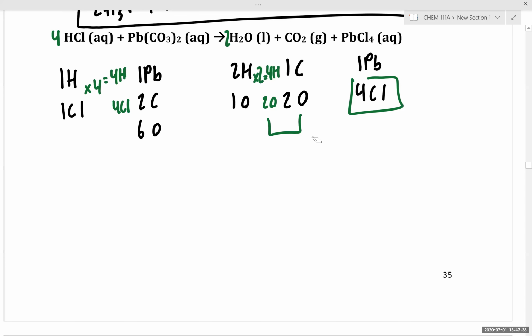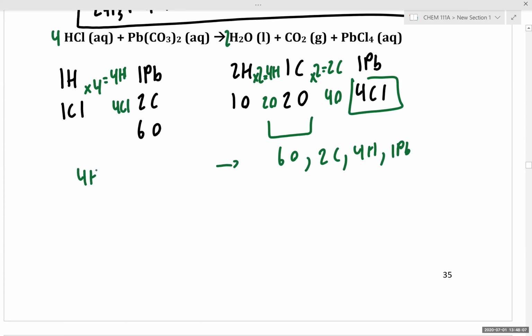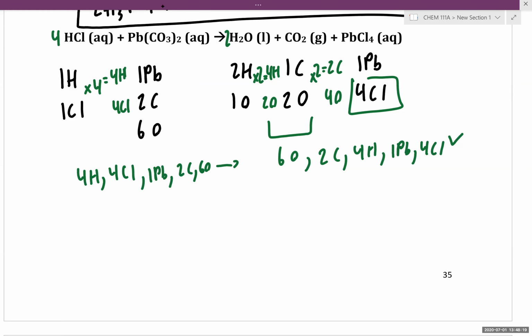So in total, let's leave oxygen alone for now. And looking at carbon, we have 2 carbons on the left. So what times 1 would give us 2 carbons? What coefficient do we guess for carbon dioxide? 2, yep. So that gives us 2 carbons and 4 oxygens. Added together, we have 6 oxygens, 2 carbons, 4 hydrogens, and 1 lead. On the left, we have 4 hydrogens and also 4 chlorines, 1 lead, 2 carbons, and 6 oxygens. So this equation is balanced.